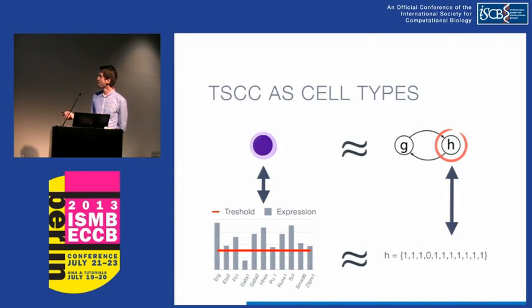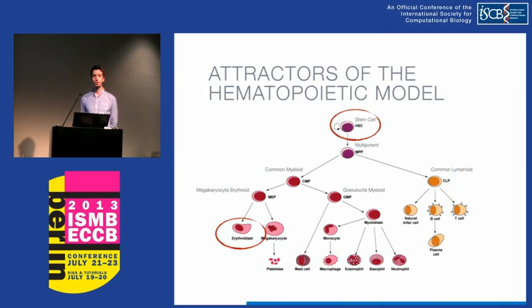So we did that for our model, and what we were able to recapitulate using these 11 transcription factors and 39 interactions were just these two cell types, the hematopoietic stem cell and the erythroblast. But then there was another detail that we found out.